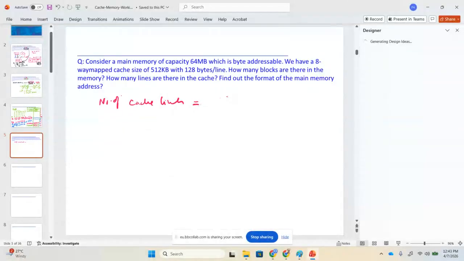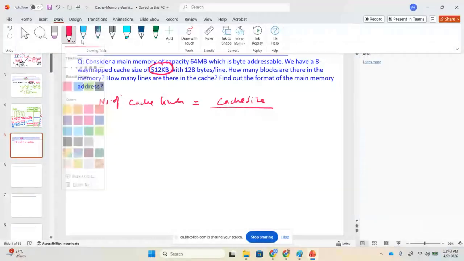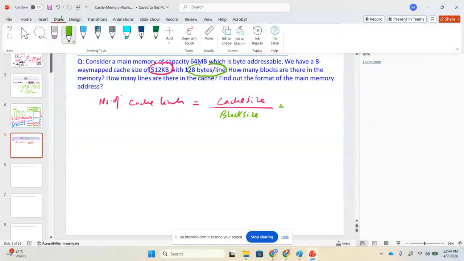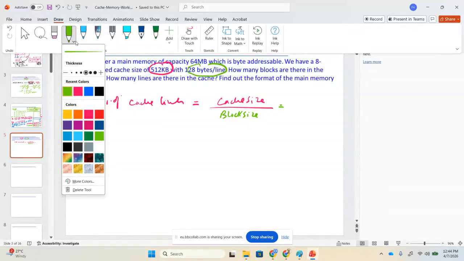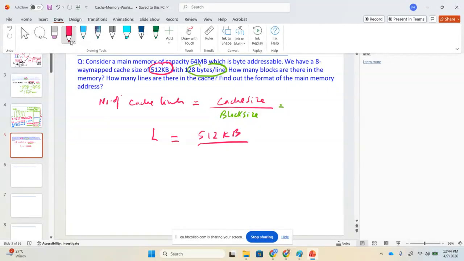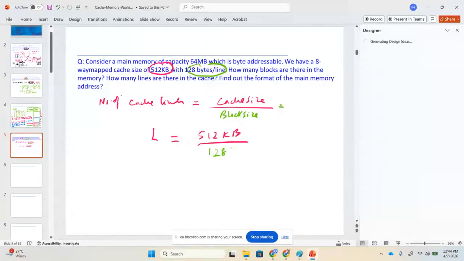will be equal to the cache size, which is in the red color, divided by the block size. I call this the number of cache lines; I can give any name to it. I can call it L, I can call it M, whatever you like, it's up to you. But I call it L. So what is L? It is the cache size, 512 kilobyte, divided by the block size, which is 128 bytes.